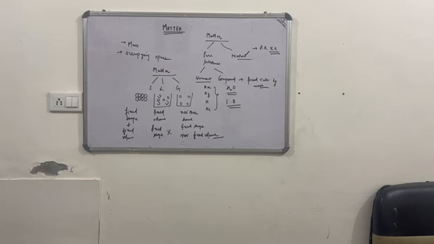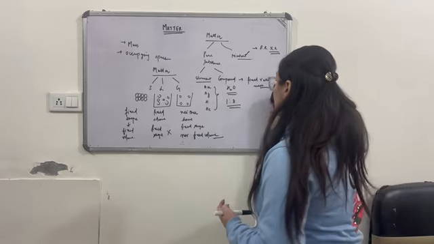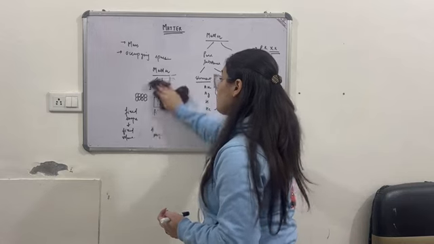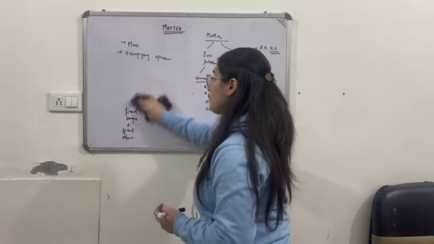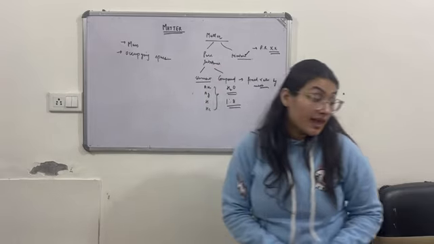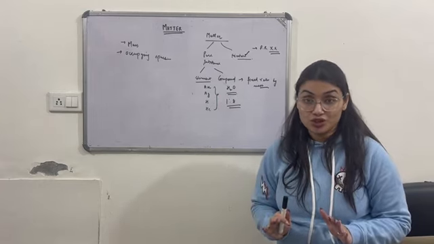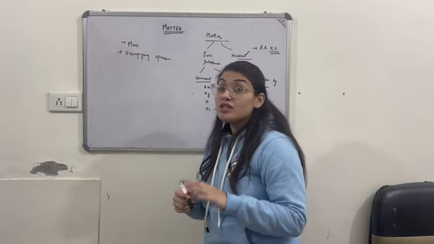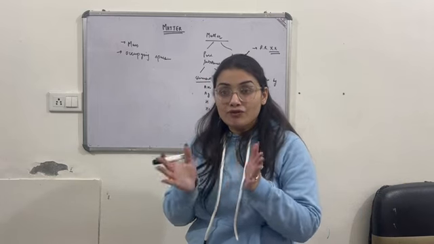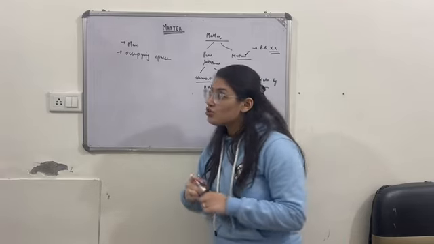So now let's move on to the mixture classification. In mixture classification, we again have two sub-classifications, that is homogeneous mixture and heterogeneous mixture. The word homo means same. That means you have the same composition throughout, right? Things get mixed very uniformly. You can't see the substances which you mix together. After mixing, you can't see those substances differently. That is basically a homogeneous mixture.